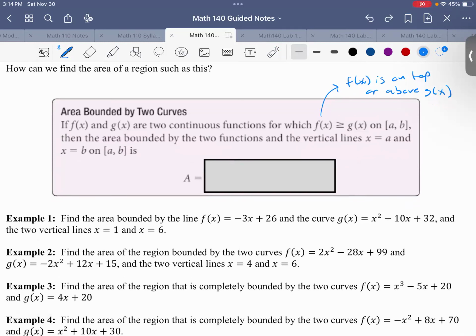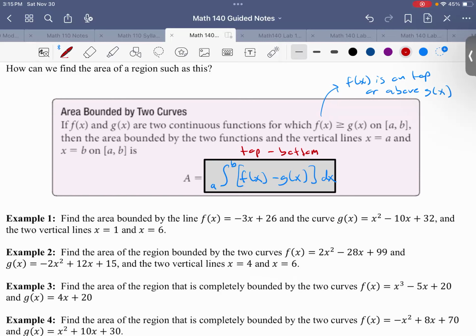of f of x minus g of x dx. So we're subtracting the top function minus the bottom function. So it's the integral of top minus bottom. And that's our setup to find the area between two curves, top minus bottom.